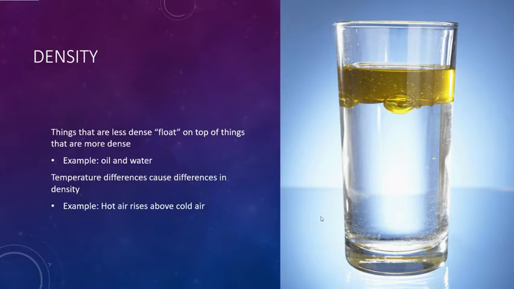So this is going to be a theme that we're going to see throughout this unit, beginning with plate tectonics, where we're going to have hot rock that's less dense floating on top of colder rock that is more dense. But the thing to remember here is the temperature differences cause the differences in density. It's the differences in density that drive this movement of things being less dense floating on top of things that are more dense.